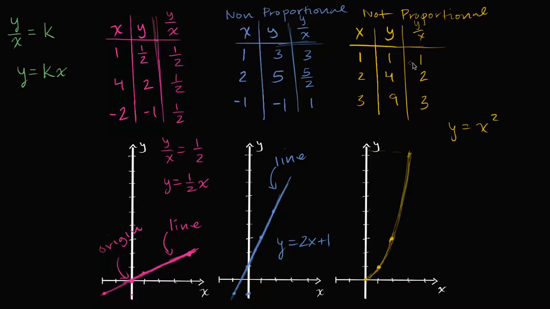But any way you look at it, if you look at it visually, it has to be a line that goes through the origin, or if you look at a table of values, you just look at the ratios, and the ratios always have to be the same value. And that was only the case with this magenta one right over here.